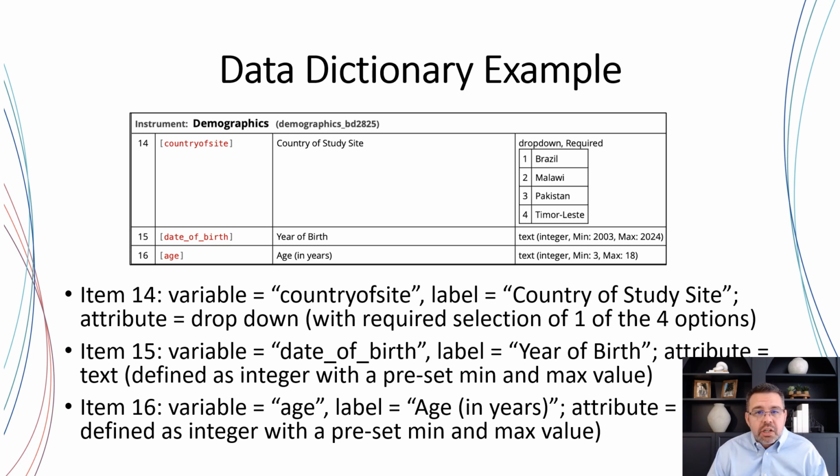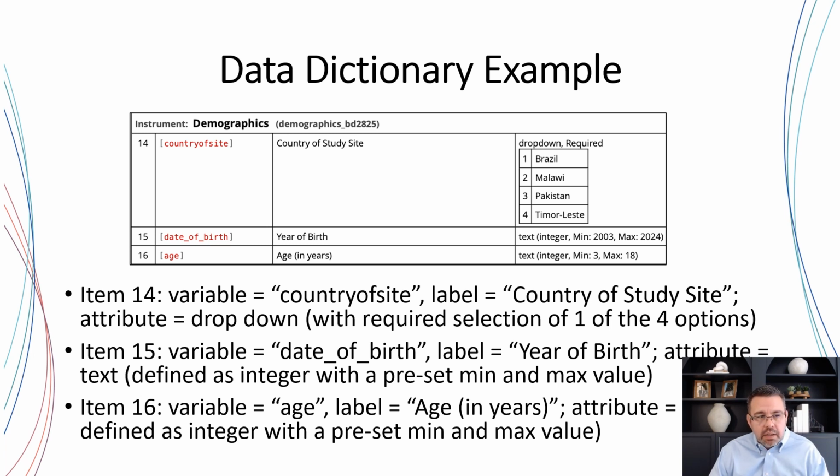So here we're looking at a short section of three variables from the demographics section. And this is exactly what you will see in the PDF document. Here you can see we have three variables: country of site, date of birth, and age. And so in the first column for item 14, which is country of site, we can see that that is the variable name. We then have the descriptive variable label, country of study site, and we have the attribute. So here we can see that that attribute is a drop-down. It is a required element, and you can select one of the four options.